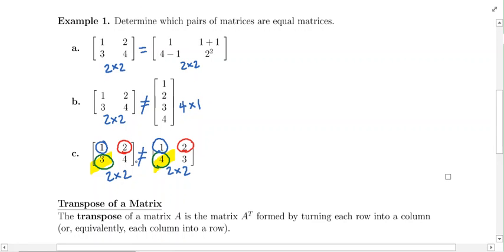So one more time, in order for two matrices to be equal, they have to be the same size, which means they have to have the same dimensions. And then secondly, they have to have the same numbers in the same positions. So corresponding elements in the two matrices have to be equal.